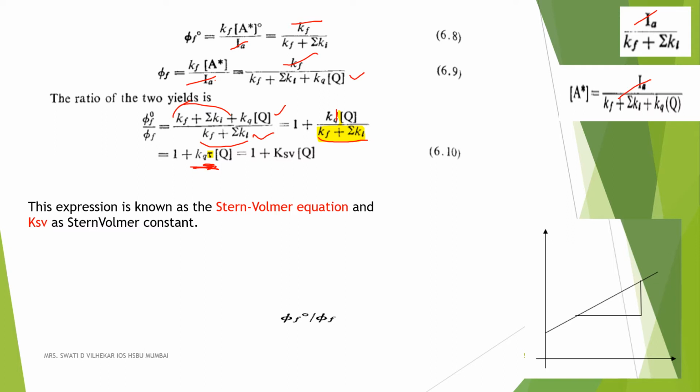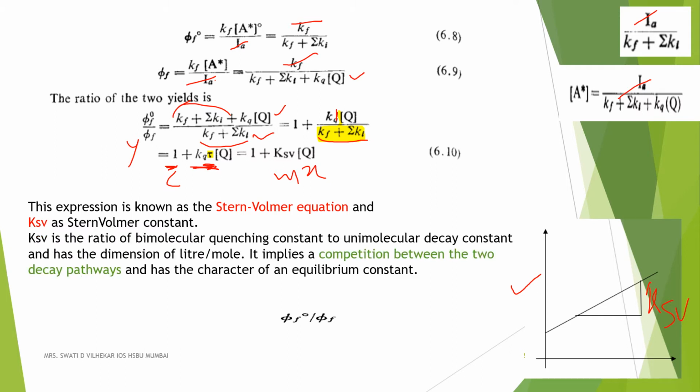If you go on plotting this equation in a graph, as I have shown here, the quantum yield ratio Qf naught by Qf is plotted on the y-axis and the concentration of Q is plotted on the x-axis. So 1 will be your intercept, that is the C value, and Ksv will be your M value, the slope. So this is your value for Ksv. This is about the Stern-Volmer constant.